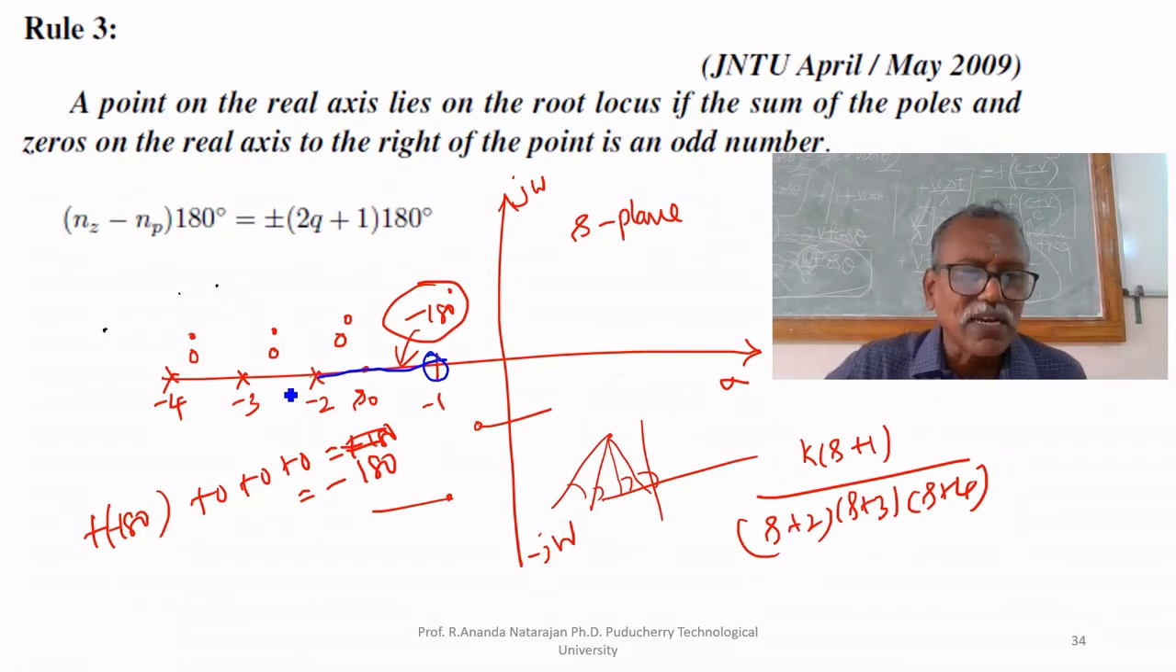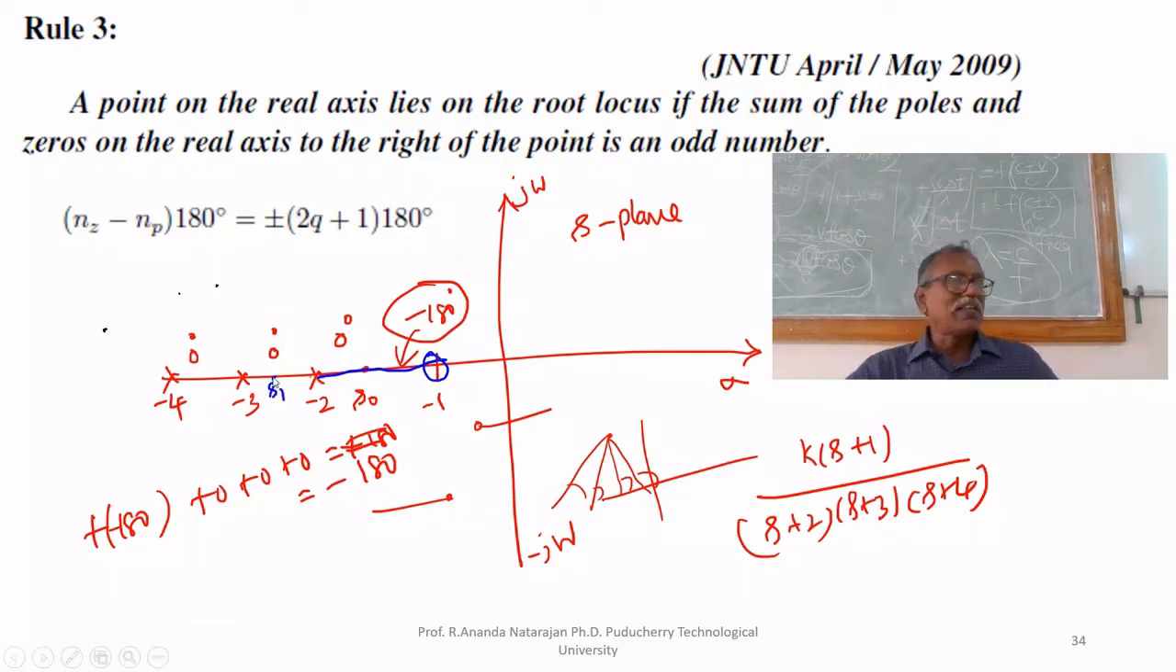Similarly, we have to check here. I am selecting S1, another point between minus 2 and minus 3. Whether it is on the root locus or not, I have to check. Draw angle from minus 1 to S1, minus 180 degree. From minus 2 to S1, you will get another minus 180 degree. From minus 3 to S1, you will get 0. Minus 4 to S1, you will get 0.